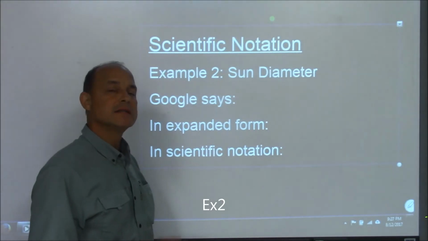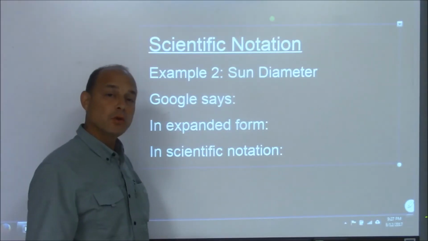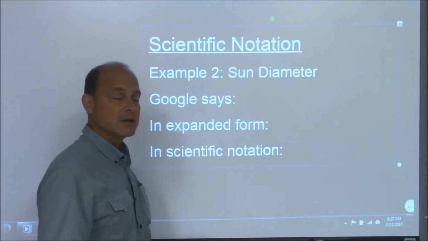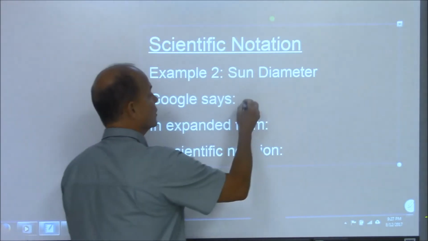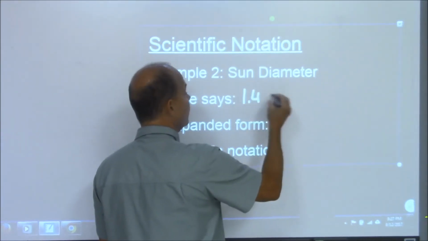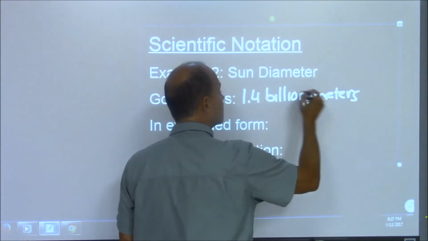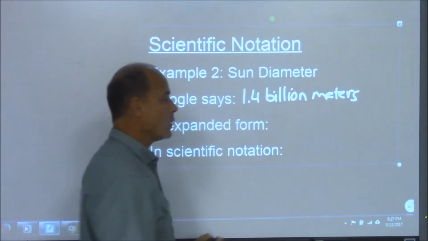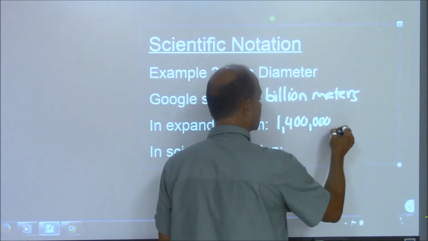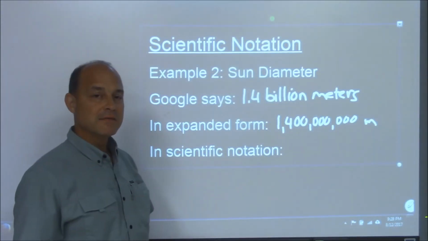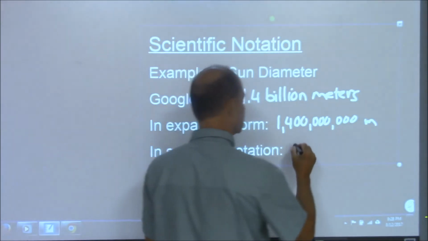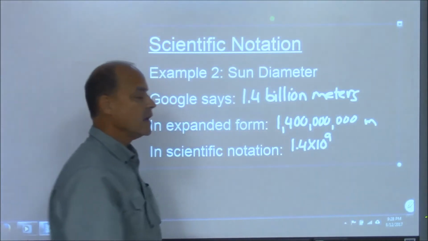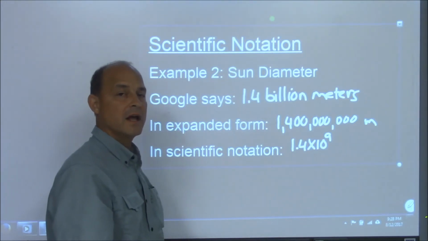Example number 2 is the sun's diameter. If you were to Google what is the diameter of the sun in meters, Google would say that it's 1.4 billion meters in diameter. In expanded form, that would be this, and in scientific notation, that would be this. The 9 exponent tells us that we've moved the decimal point 9 places.